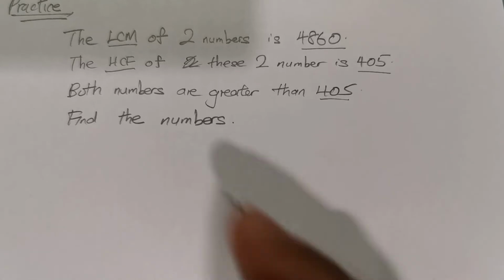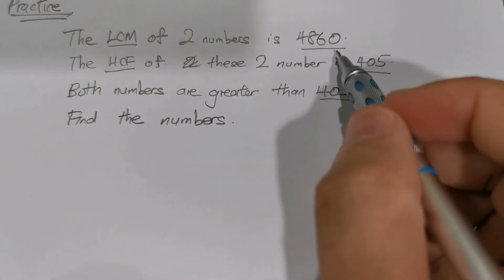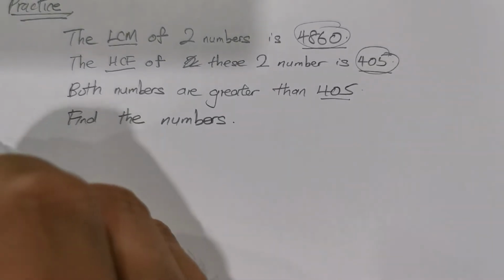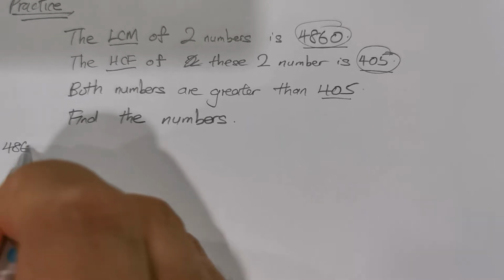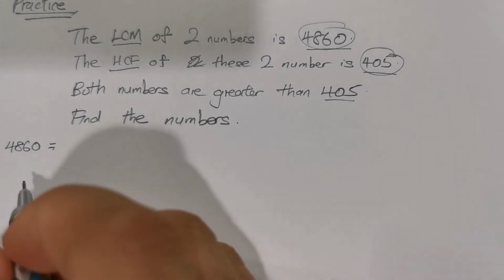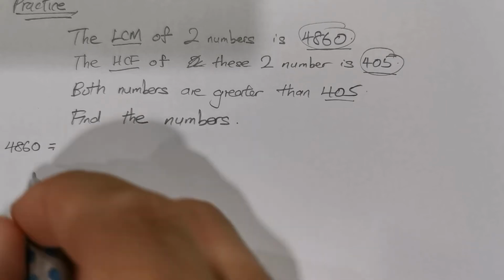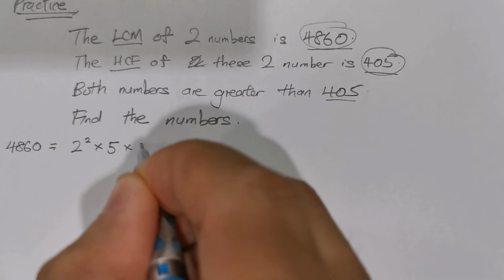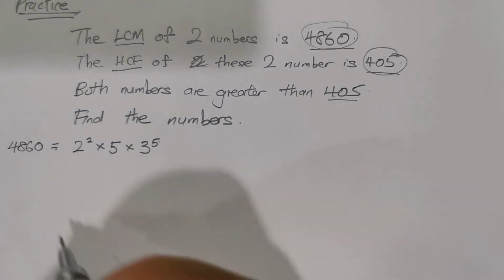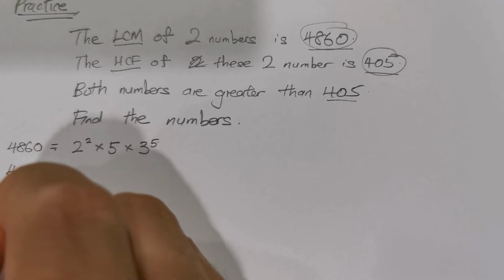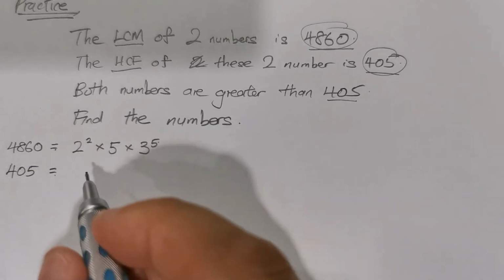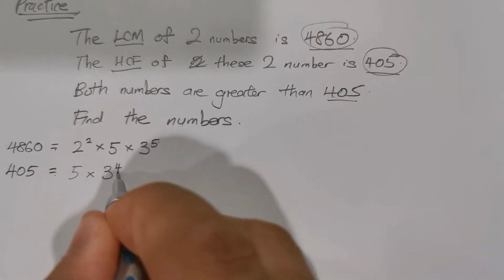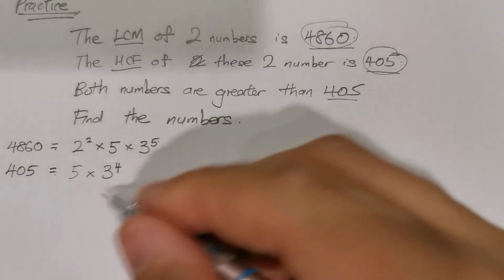Right. Okay, so let's begin. 4860. Of course, we must prime factorize these 2 numbers first. That's our very first step. So let's try. 4860. Okay, so let's prime factorize this. 4860 is actually 2 square times 5 times 3 to the power 5. We're also going to prime factorize the 405. When you prime factorize 405, it's actually 5 times 3 to the power of 4. So you cannot get this wrong.